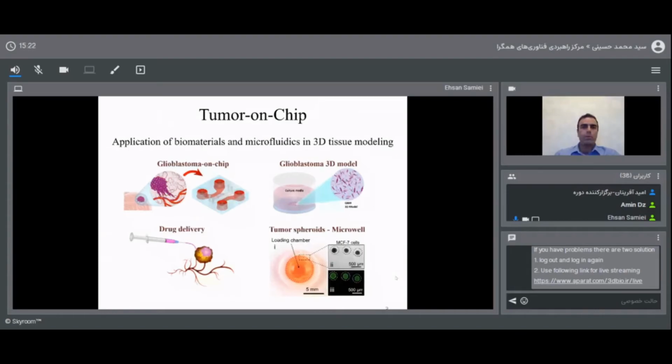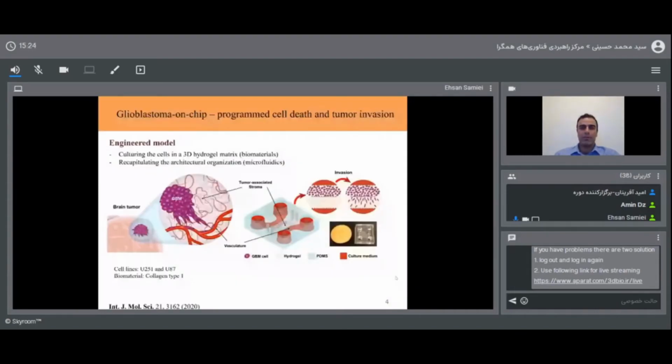So through a collaborative research between University of Victoria and BC Cancer Foundation, we developed a tumor-on-chip model for mimicking glioblastoma, which is a grade 4 brain cancer. It is a very malignant cancer with a very low survival rate. Less than 5% of the patients survive more than a year.